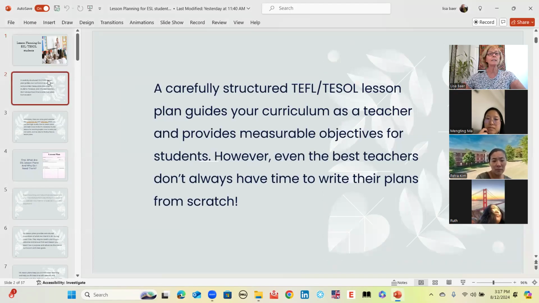So what we've got is a carefully structured TESOL lesson plan that guides your curriculum as a teacher and provides measurable objectives for students. However, even the best teachers don't always have time to write their plans from scratch.